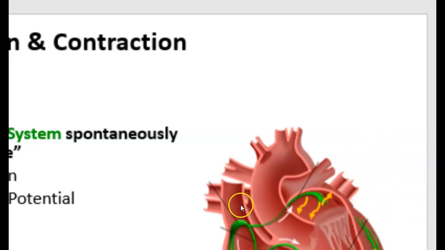And we're going to go through this in a little bit more detail, but this is kind of a big picture. First, you have to have depolarization of the muscle, and then you get contraction. The depolarization is initiated by these specialized conductive cells that spread action potentials to the contractile cells.